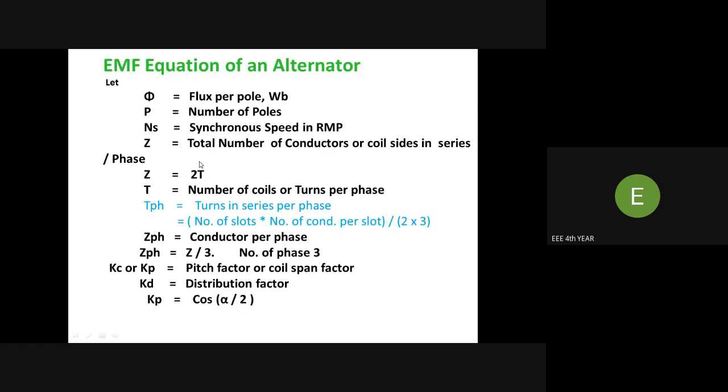So Kp equal to cos alpha by 2, Kd equal to sin m beta by 2 divided by m sin beta by 2. These are the parameters we have to define before going for the derivation of the EMF equation of the alternator.